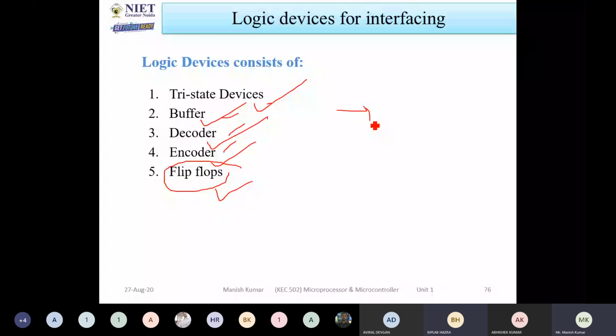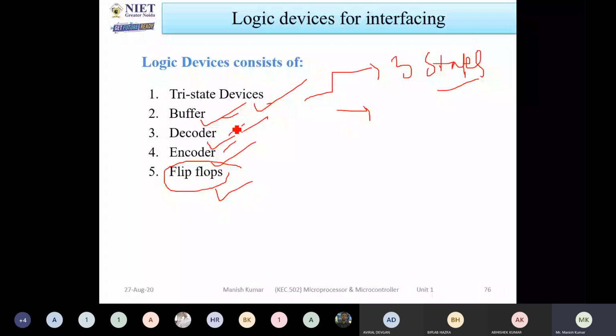See, in tri-state devices, what happens? Three states will be there: 0, 1 and high impedance. Yes, three states: 0, 1 and high impedance. Okay, so we'll see one by one. This is the tri-state device.